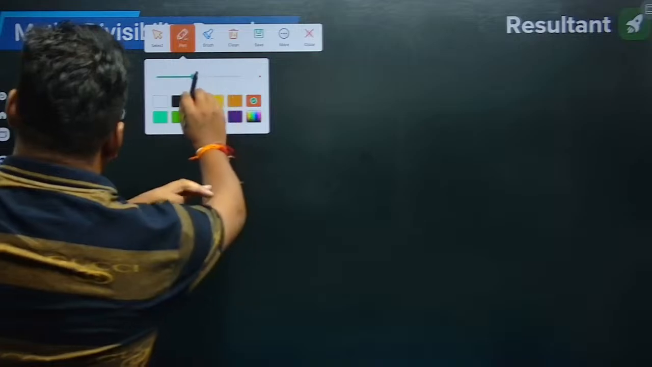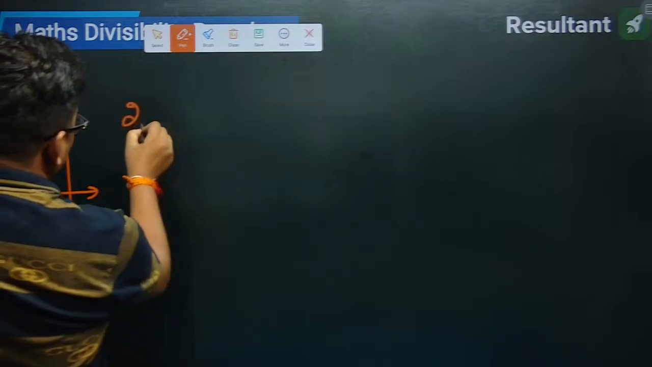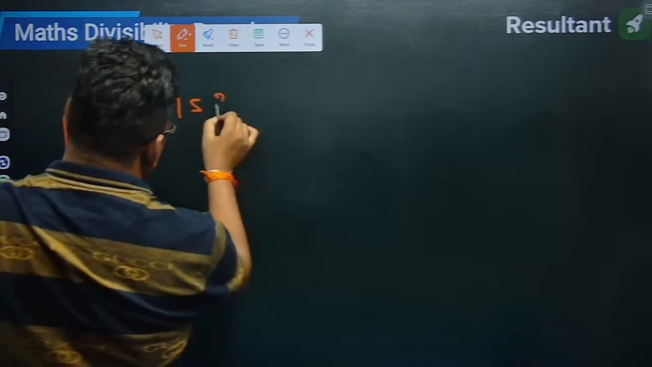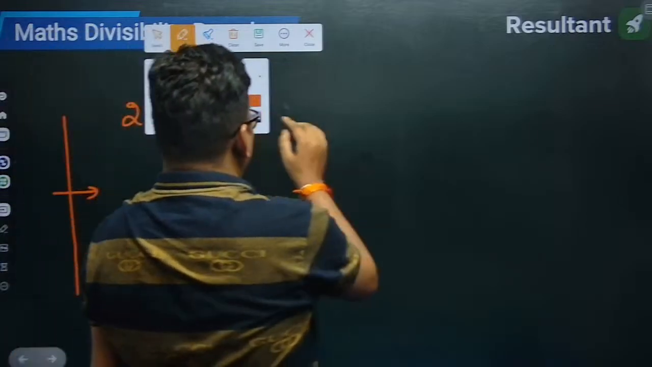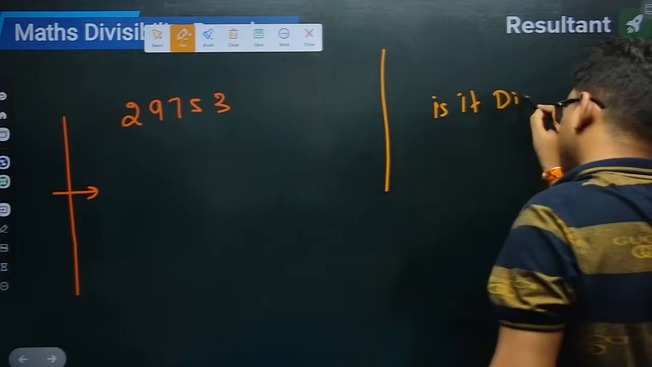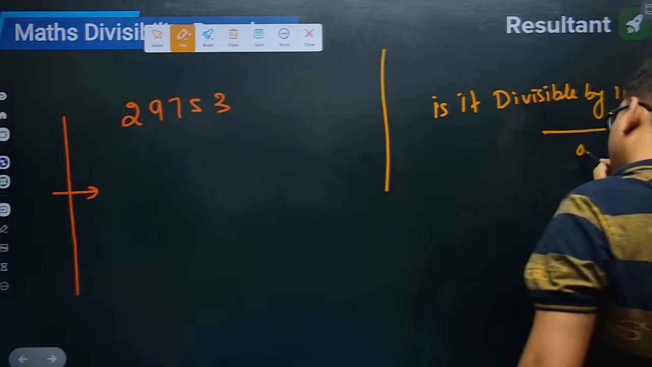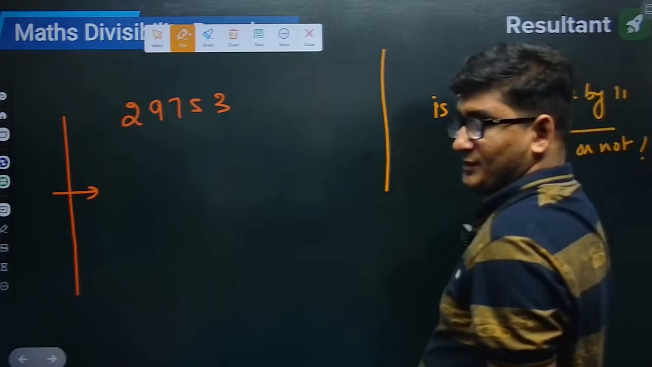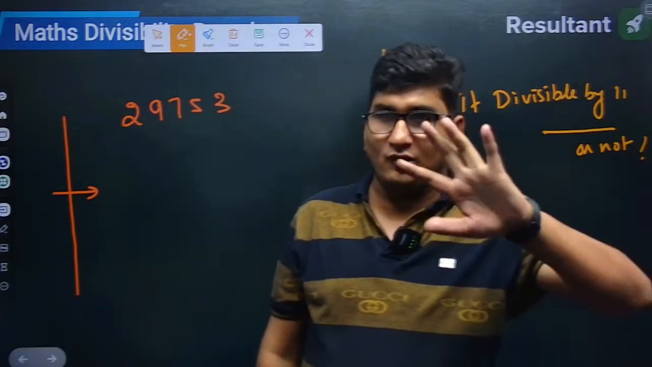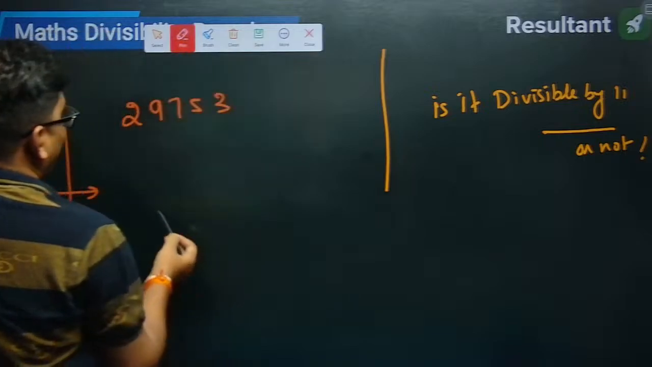Now we will discuss the single divisibility of 11. I wrote here 29753. I want to check, is it divisible by 11 or not? I have already told you one combined rule for 7, 11, 13. I just want to discuss the divisibility concept of 11. Now please check one thing here.